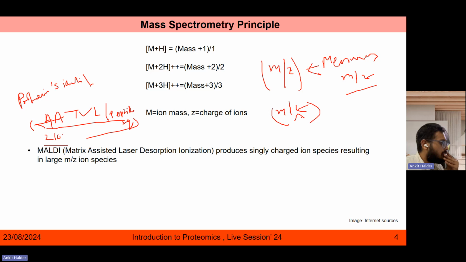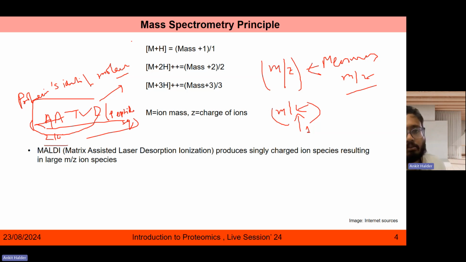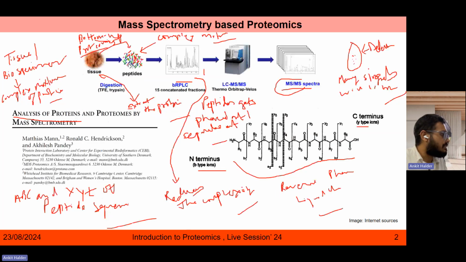Now if we know the charge, for instance the charge can be 1 or 2, we are getting this particular peptide's molecular weight. This is all we can deduce, nothing more by mass spectrometry. Of course, that's why I said we are using MSMS, you can see here. So this is what is required.